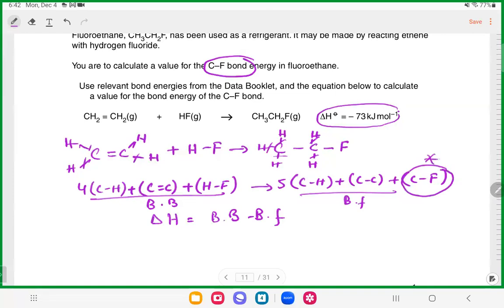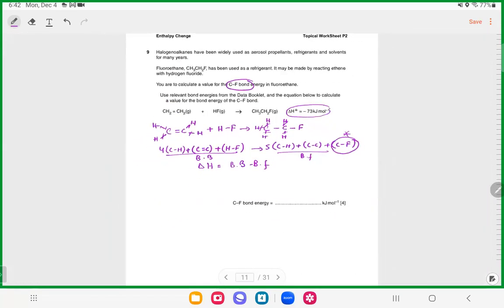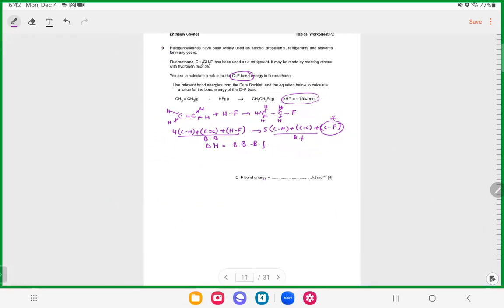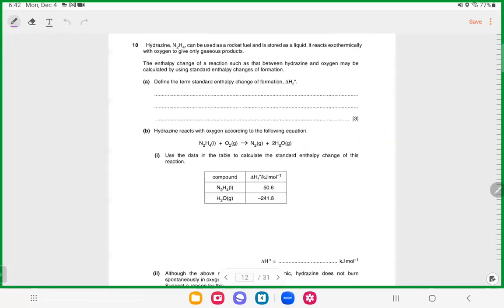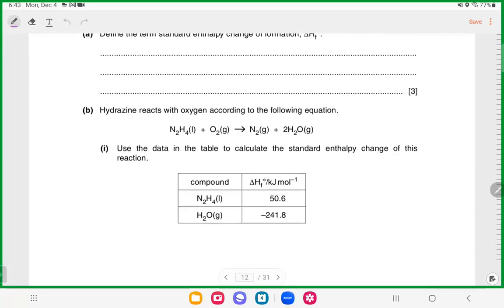Okay, its value will not be given in the data, it's not even present in the data booklet. So you have to find out the carbon fluorine bond energy value. It will come easily, clear? Students sometimes get a little confused about the sign in this. Product minus reactant, right?